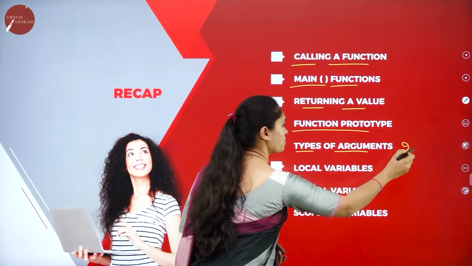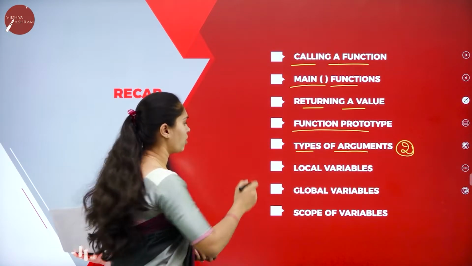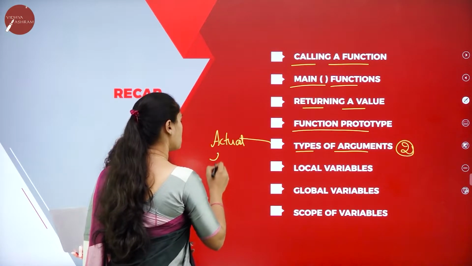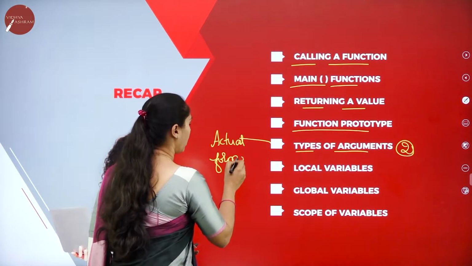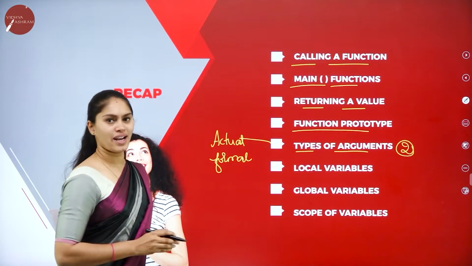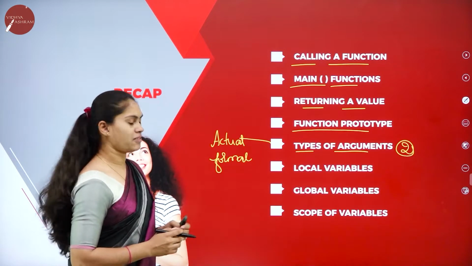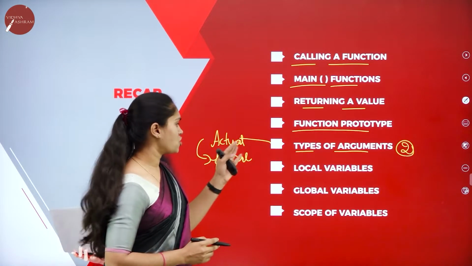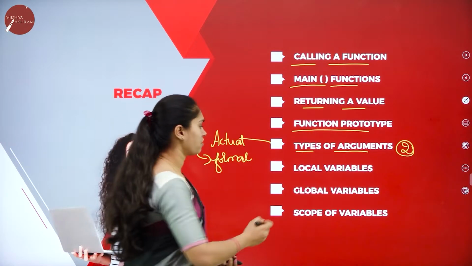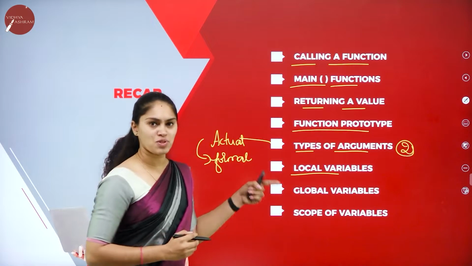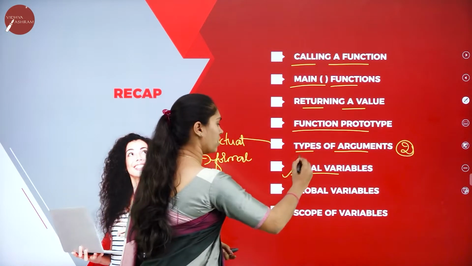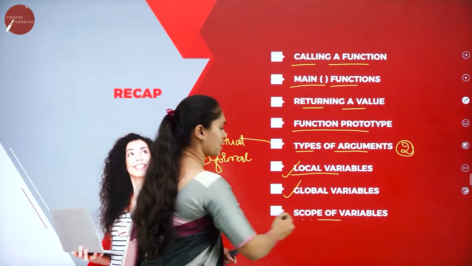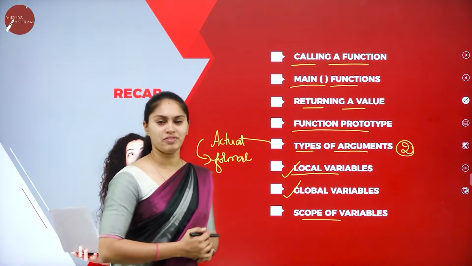And also I have discussed the types of arguments. How many types of arguments do we have? We have two types: actual and formal parameters, or formal arguments. The formal ones are also called dummy arguments because they get the values from the actual arguments or actual parameters. Then we discussed the types of variables. There are two types: local variable and global variable. And also I discussed what we mean by the scope of a variable.